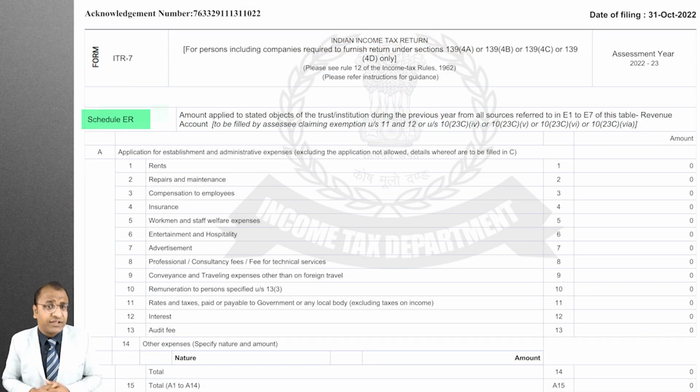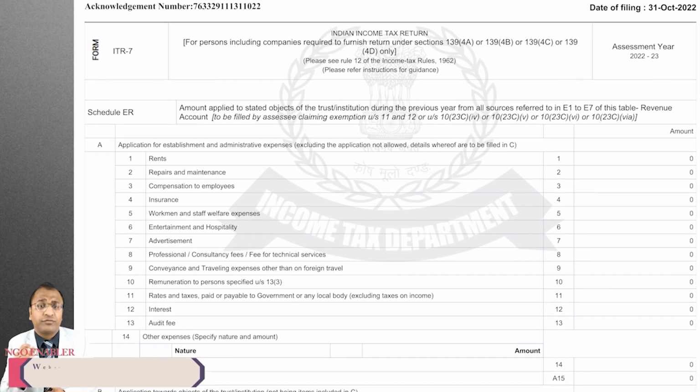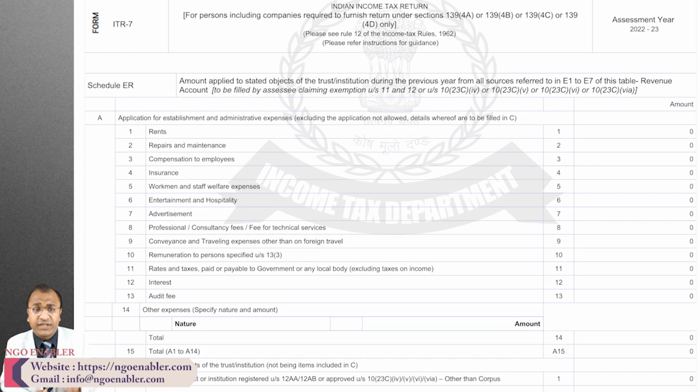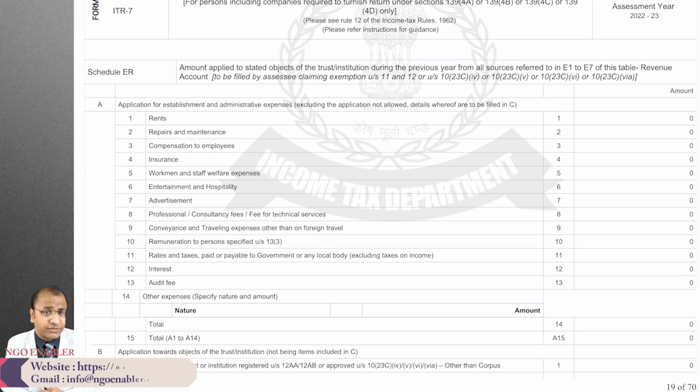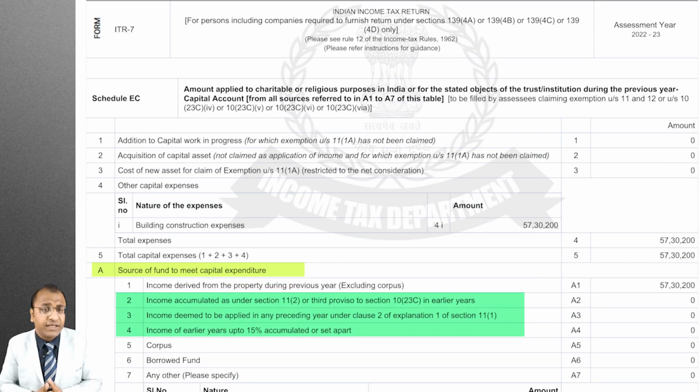Schedule ER and Schedule EC need to be revisited. They ask the source of funds from where the application is made. Check the rows where you have filled the amounts. The amount in the subpoint cannot exceed the income for the year in any case. If it's exceeding, the amount should be filled in the other subpoint, whichever is applicable.